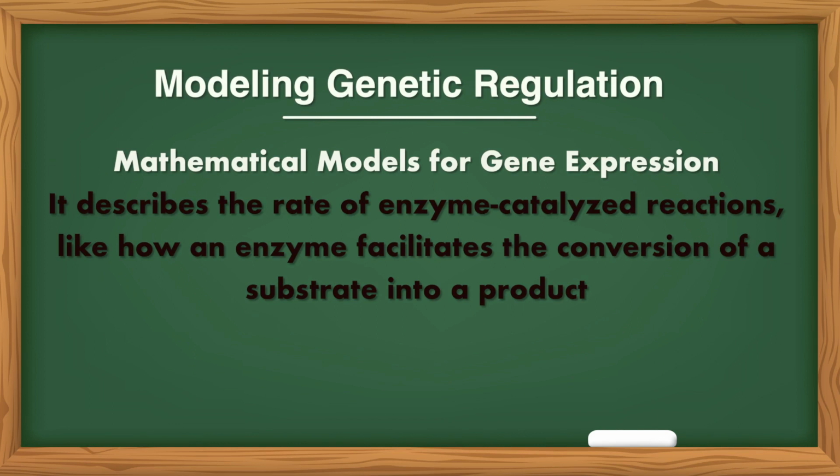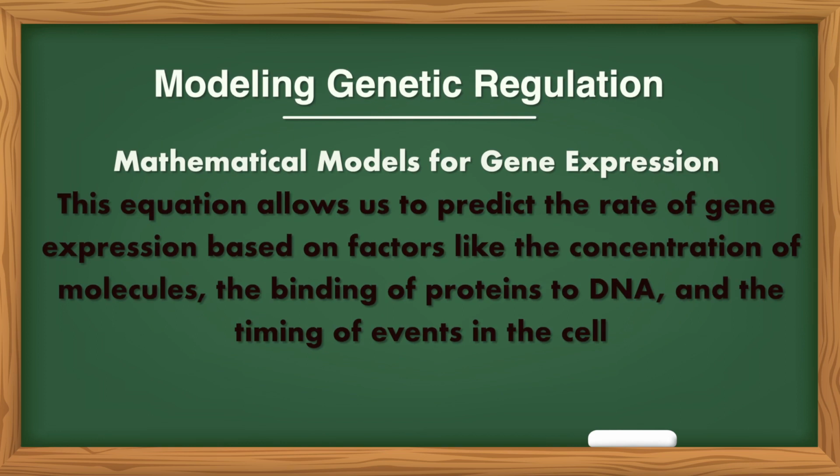It shows how an enzyme facilitates the conversion of a substrate into a product. This equation allows us to predict the rate of gene expression based upon factors like the concentration of molecules, the binding of proteins to DNA, and the timing of events in the cell. Now, let us see some of the basic concepts related to regulatory network modeling.